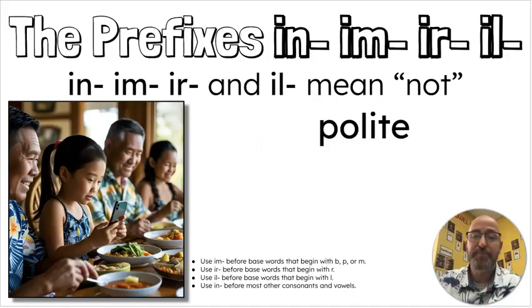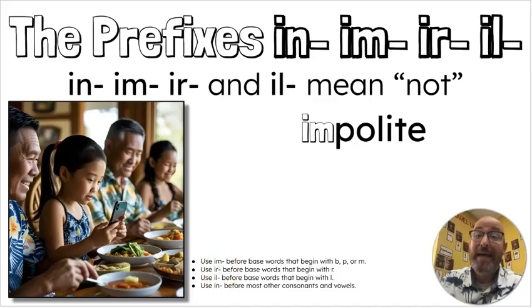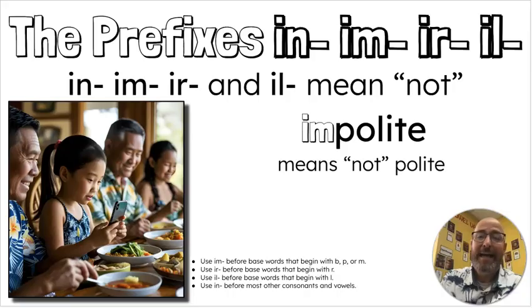Let's try another one. I see somebody on their phone at the dinner table. Is that polite? Of course not. It is not polite. So which prefix would we use for that? If it starts with a P, I see right here, we would use M. So what's our new word? Impolite. And impolite means not polite.